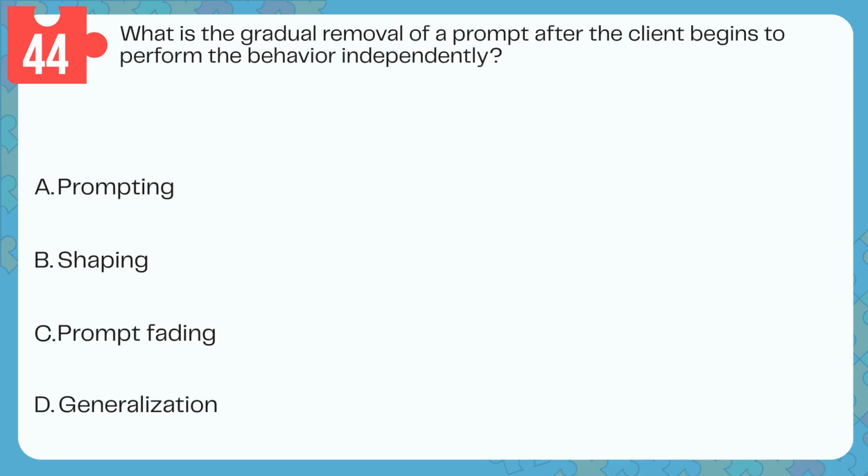Question 44. What is the gradual removal of a prompt after the client begins to perform the behavior independently? A. Prompting. B. Shaping. C. Prompt fading. D. Generalization.